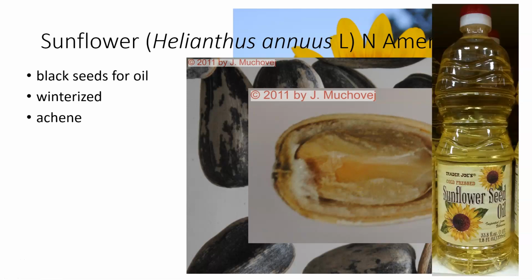The oil looks like this. You can find it at a lot of different places. Sunflower, very interesting material that we are able to make an oil out of.